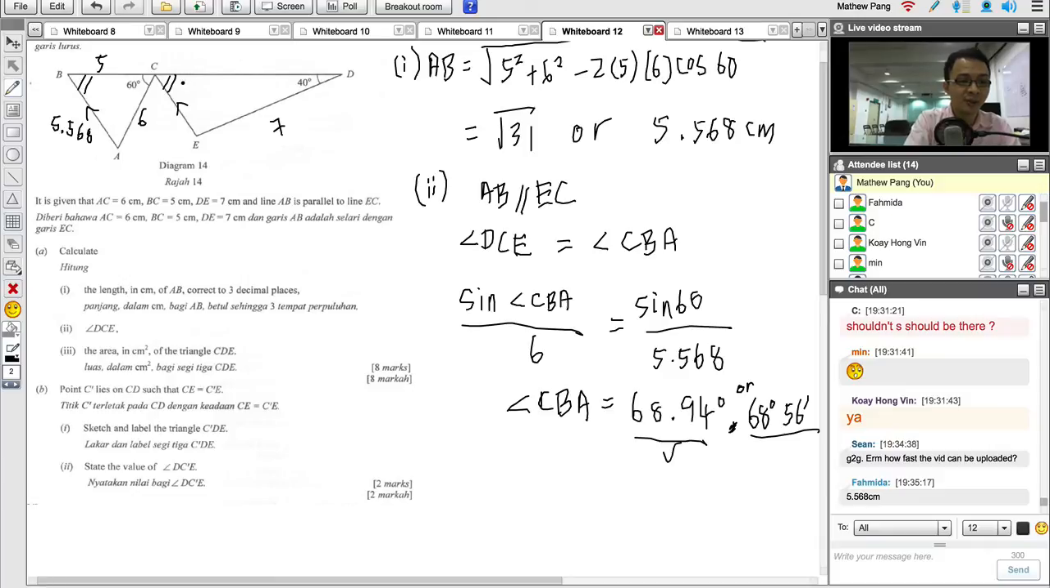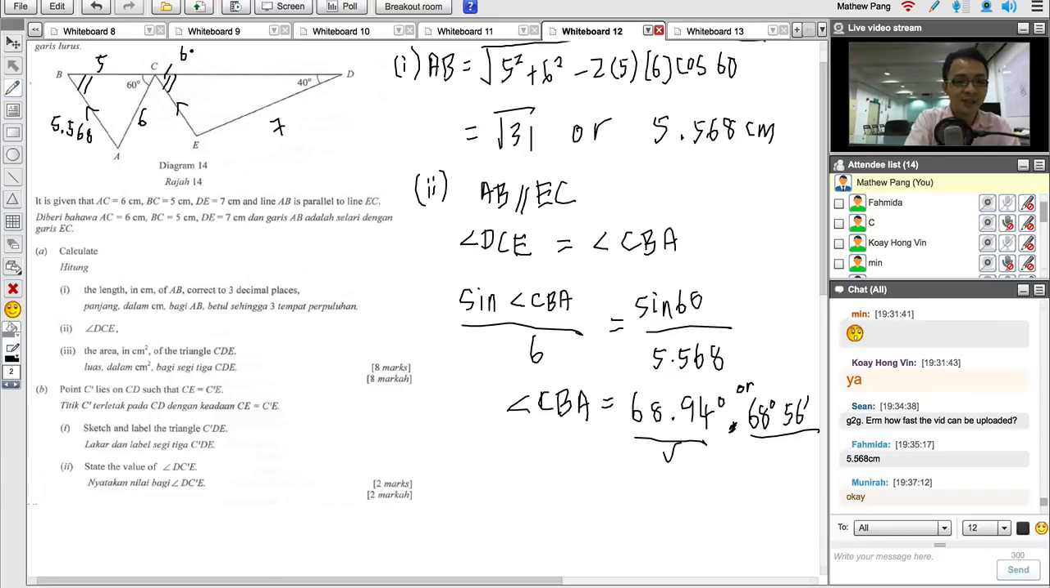Alright, since I got this one, 68.94 degree. Okay, it asks me to find the area for CDE. Where is CDE? I need to find the angle for this one. I will need another length. Do I have another length here? Okay, I need to find it. So I can use sine rule to find the length. Maybe I find CE.